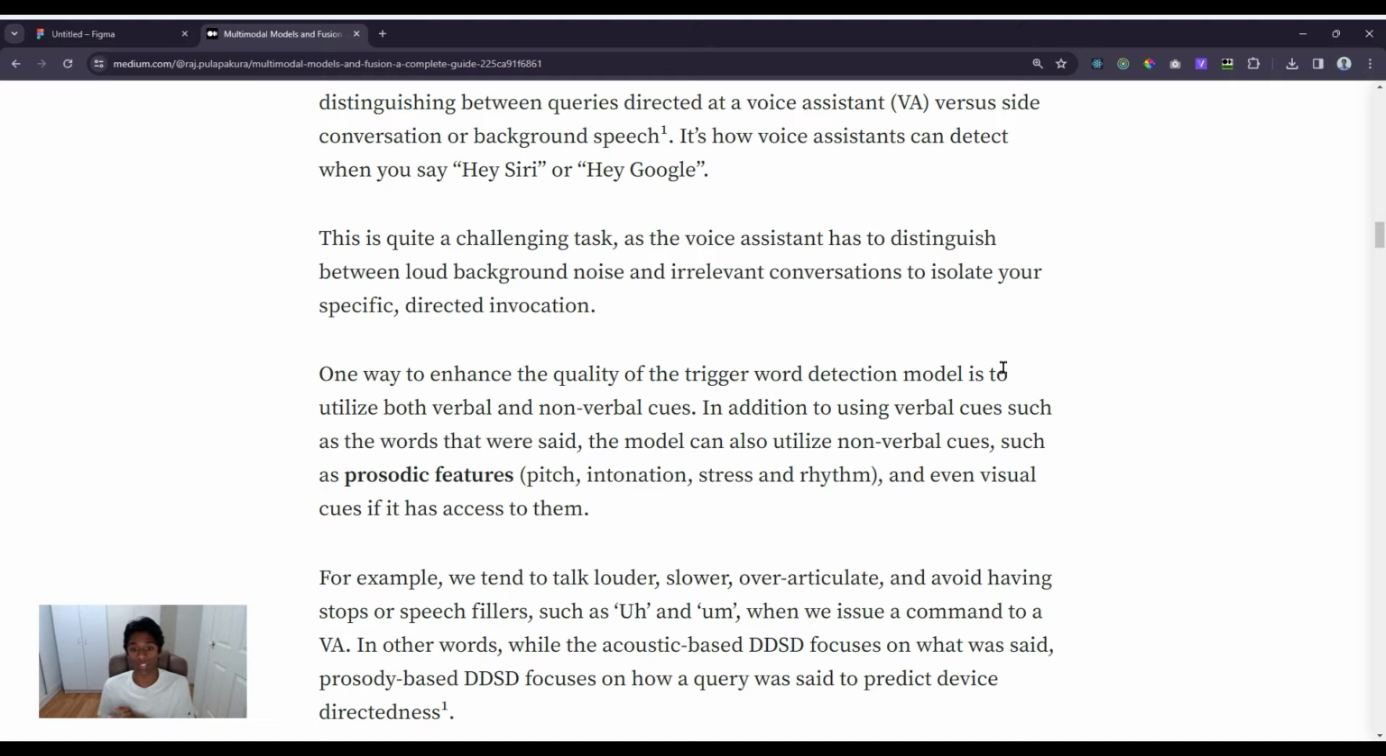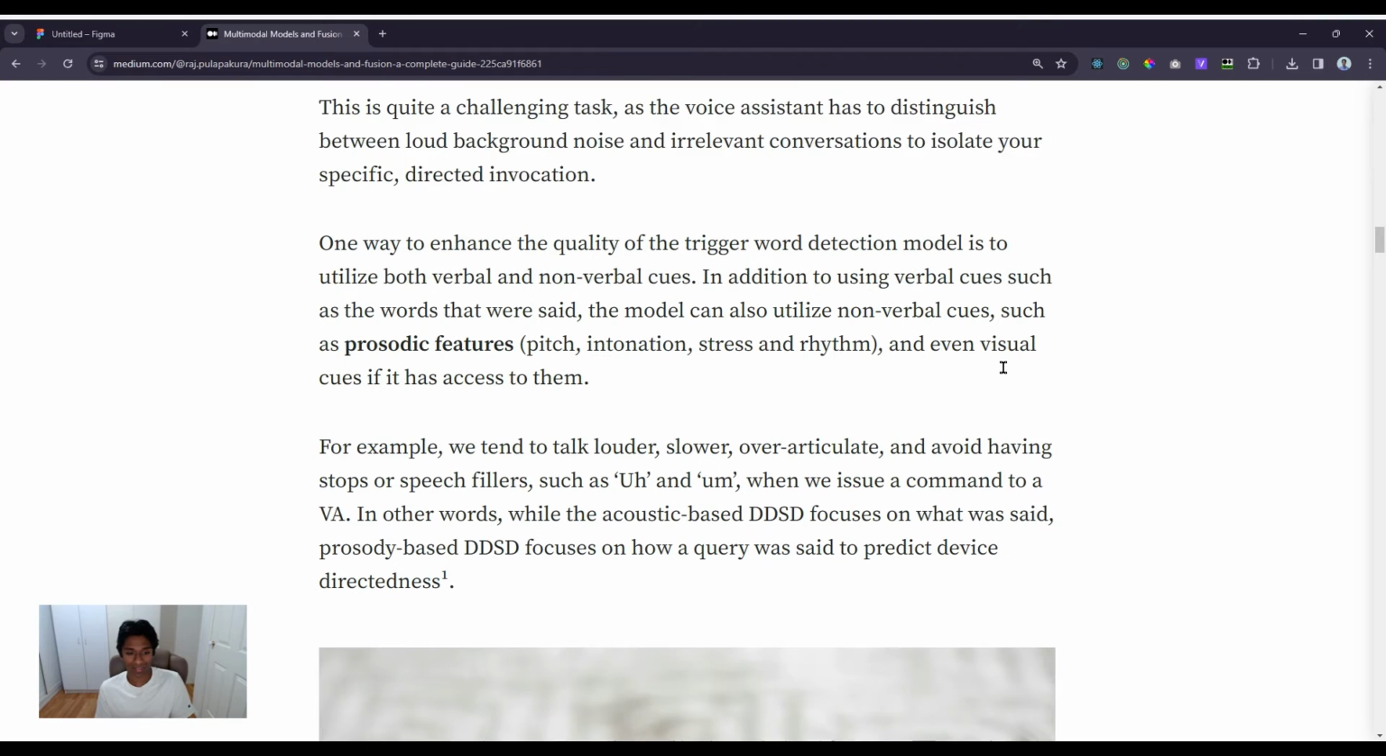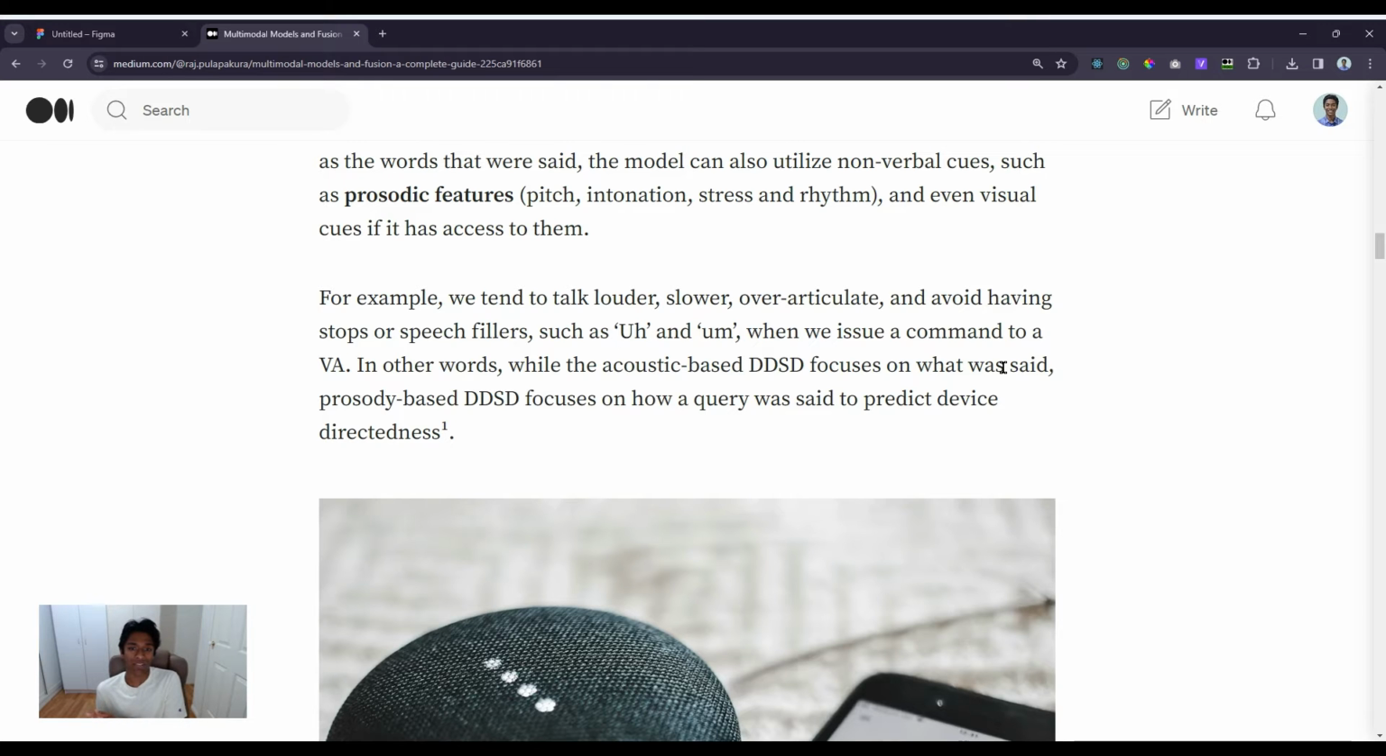One way to enhance the quality of the trigger word detection is to utilize both verbal and nonverbal cues. In addition to using verbal cues, such as the words that were said, the model can also utilize nonverbal cues, such as prosodic features. Now, what are prosodic features? Prosodic features are the way we say what we say, such as pitch, intonation, stress, and rhythm, and even visual cues if the model has access to them. For example, we tend to talk louder, slower, over-articulate, and avoid having stop words or speech fillers, such as "and," when we issue a command to a voice assistant.